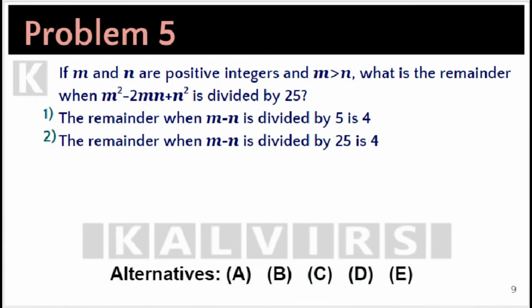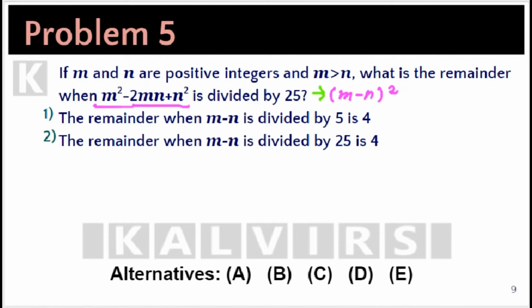If m and n are positive integers and m is greater than n, what is the remainder when m squared minus 2m times n plus n squared is divided by 25? So first of all, from the question stem, the factorization of this expression is the same as m minus n squared, and we want to know what is the remainder when we divide this number by 25.